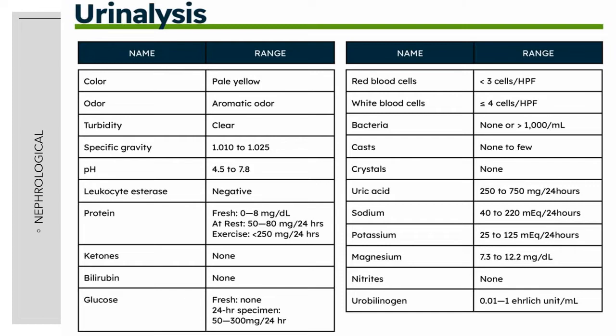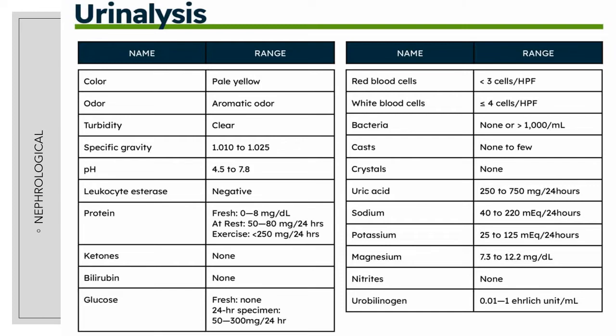The RBCs and WBCs should be less than 3 cells, and the bacteria should be almost none. Crystals, of course, there should not be any crystals, or you can suffer from kidney stones. Kidney stones could be of different types: urolithiasis, nephrolithiasis, ureterolithiasis. That means a stone could be present in the kidney, in the urethra, in the ureters, or near the urinary bladder.